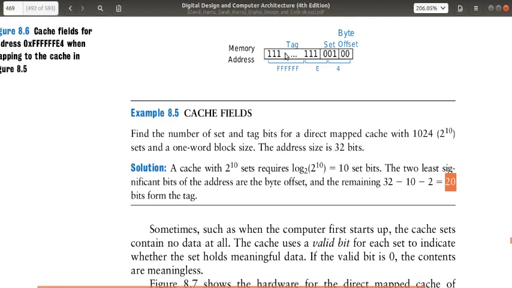Here in this example we were using 27 bits. So depending on the cache size and number of sets in the cache, the number of tag bits and set bits will change, but the byte offset will be the same because the word size is fixed. It is a 4 byte word.